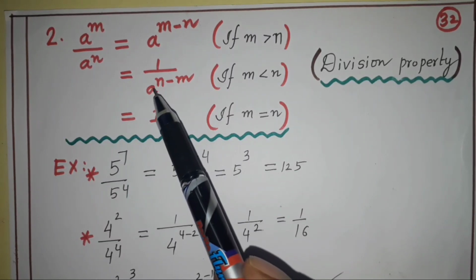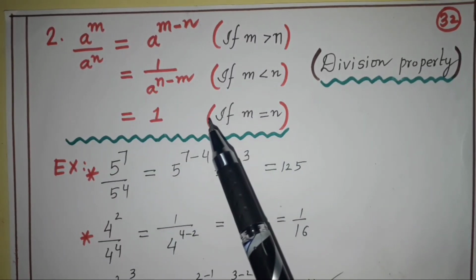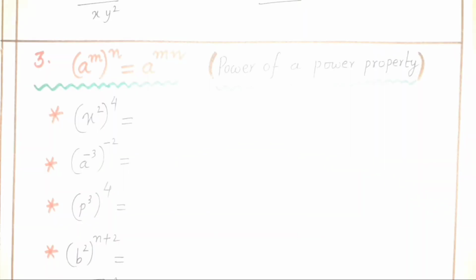That means 1 by a power down, power minus upper power. If both are equal, that equals 1. This is called the division property.